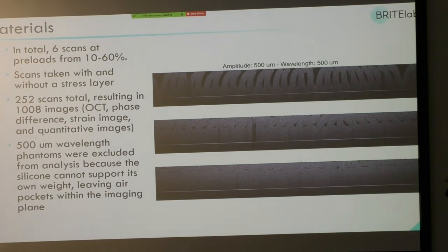The 500 micron wavelength phantoms were found to not be structurally sound. As you see, these get compressed, and there are air pockets that fall within them, which seemed to introduce extra artifacts, so they were excluded from analysis.